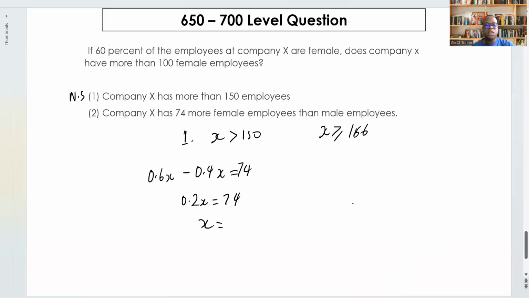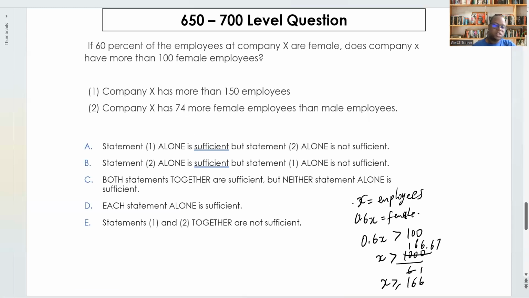This means X is equal to 740 divided by 2, which is 370. That means X is greater than 166. Hence, the number of female employees will be greater than 100. So this statement alone is sufficient. And for this reason, answer choice B is the correct answer in this case.